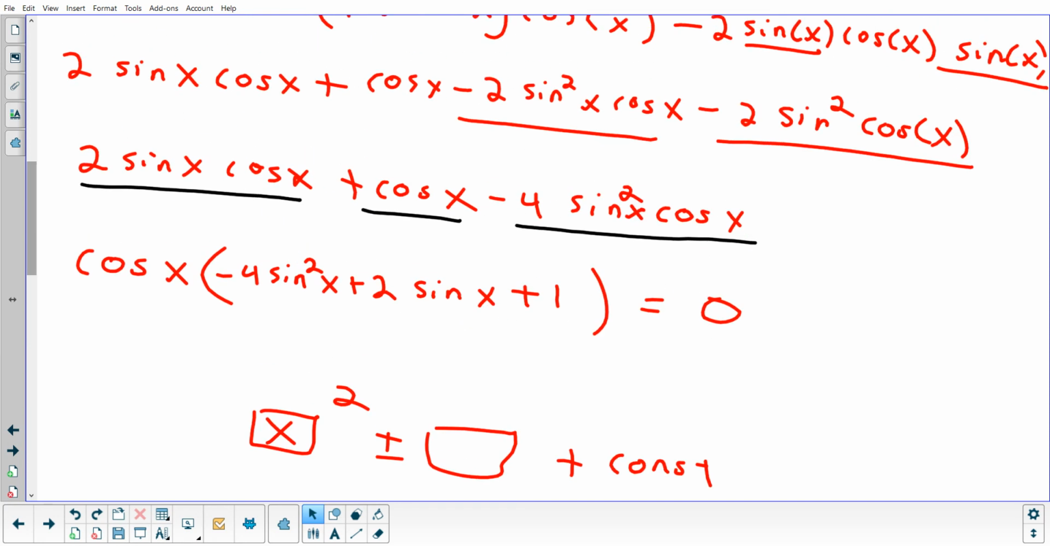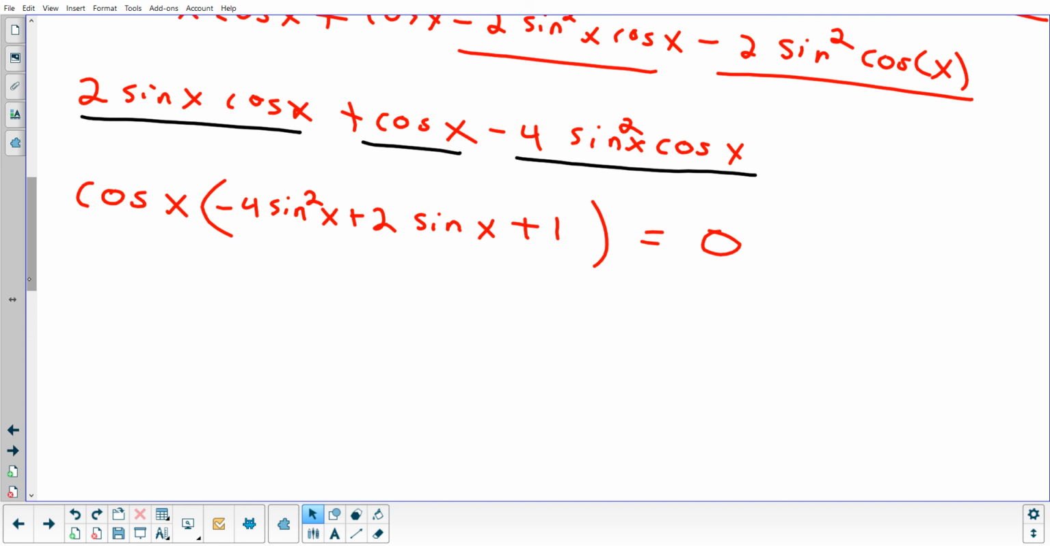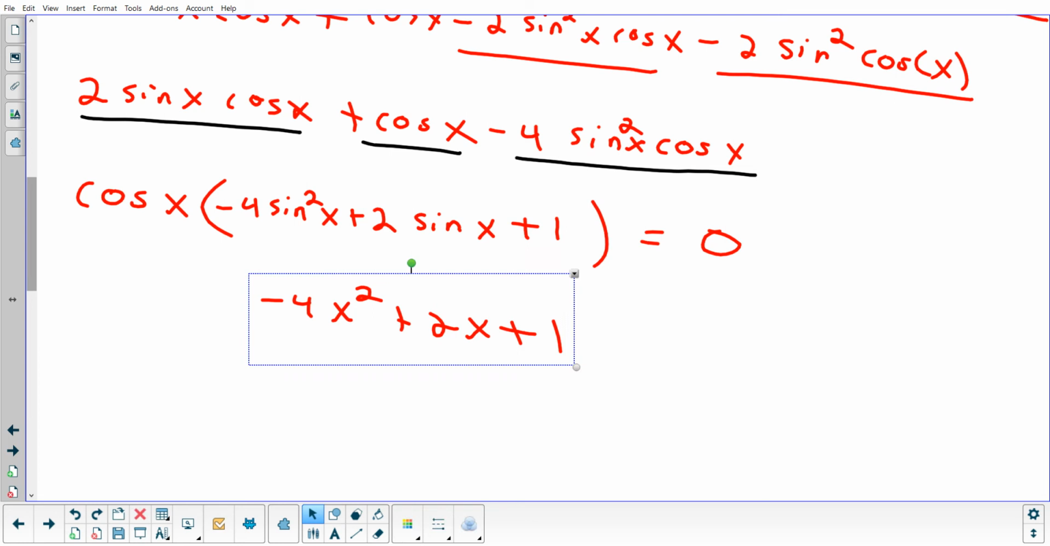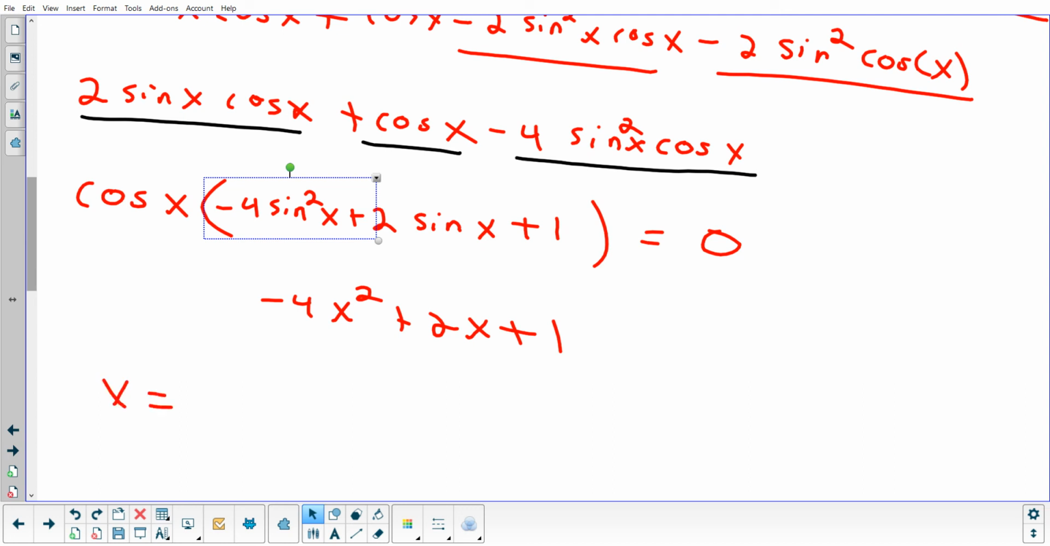Let's go back to this. This equation in the parentheses is pretty much like this. If you can solve this, then you can solve that. Here, you're solving for x. What are you solving for here? Sine x. You're solving for sine x. So when you do your quadratic formula, it's not x equals negative b plus or minus all that stuff. It's sine x equals negative b plus or minus all that stuff.